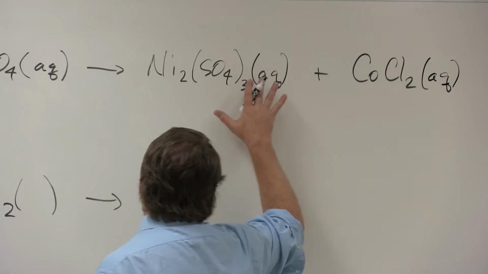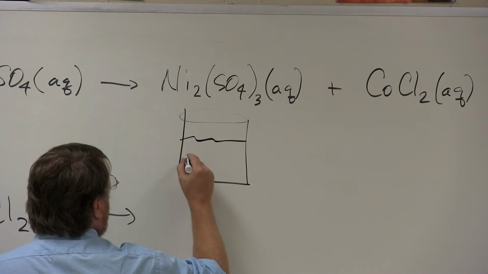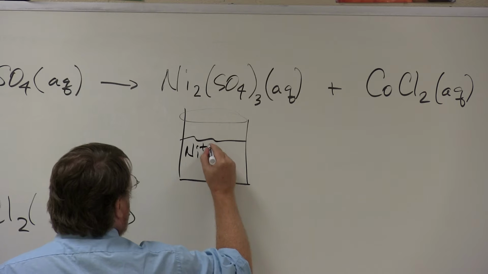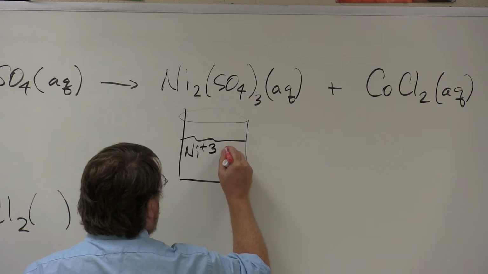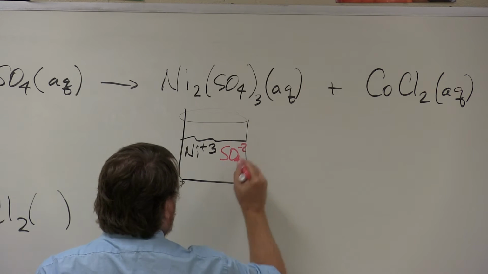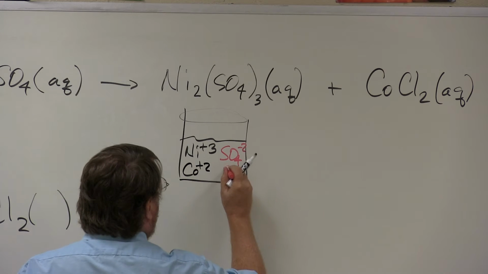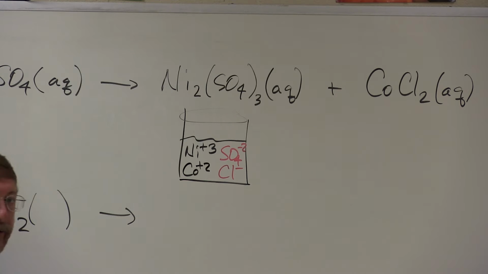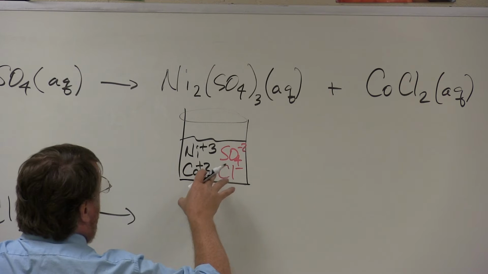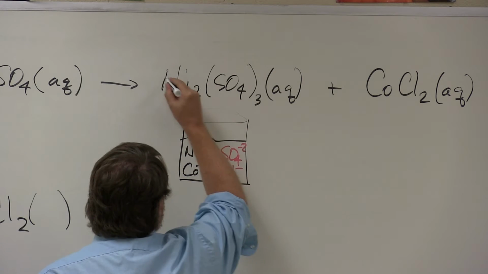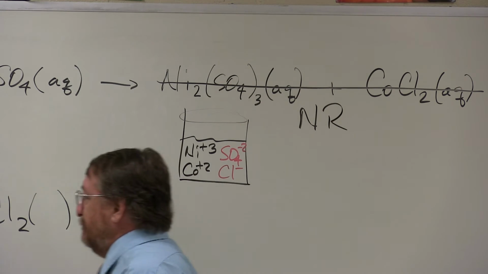So when we're done, we have aqueous, what we have in solution is nickel ion with sulfate, and then cobalt ion with chloride. We have not actually done a chemical reaction at that point, okay? All we've done is rearrange the ions. We have the exact same set of ions. So this is no reaction.